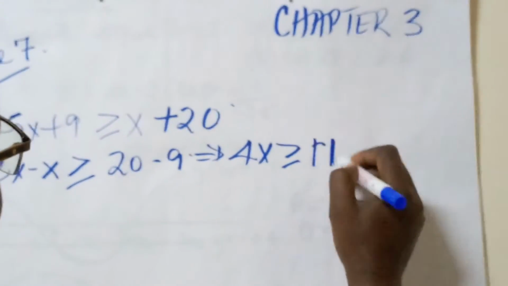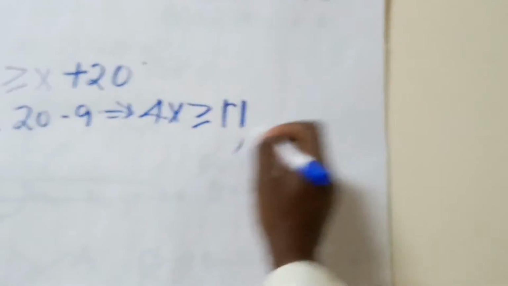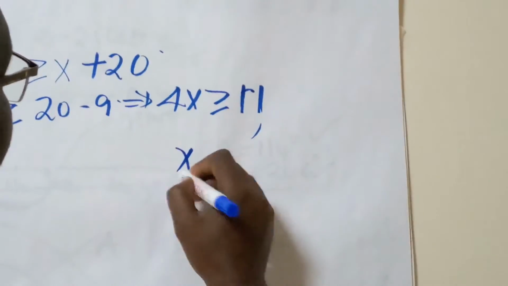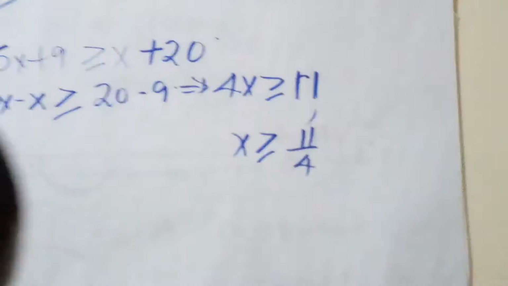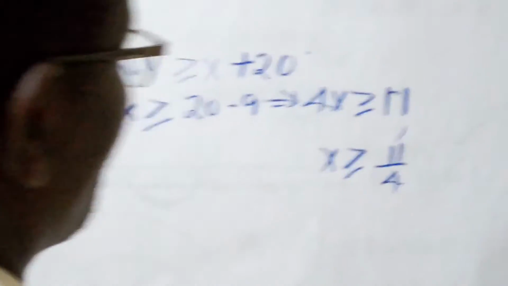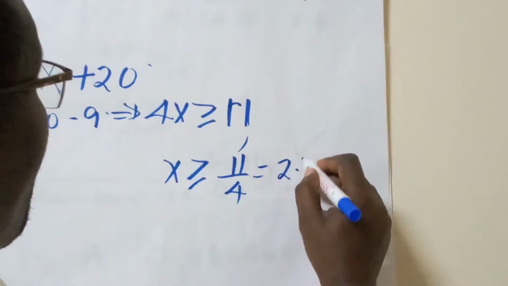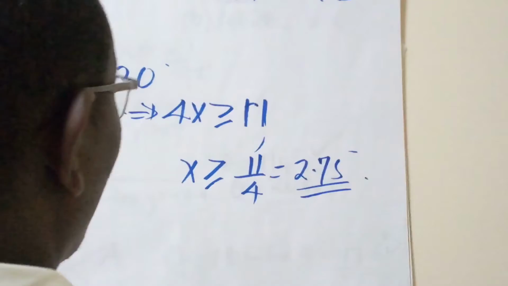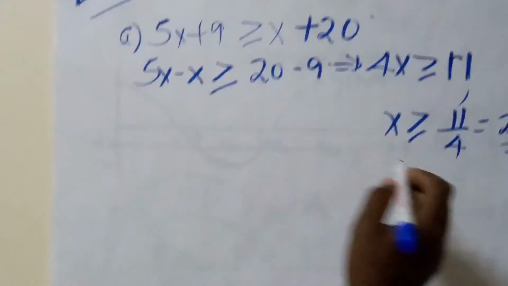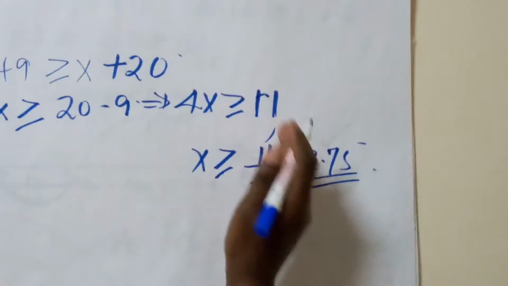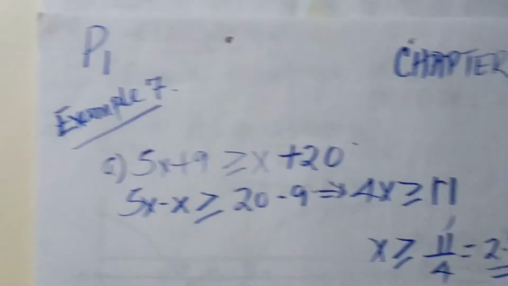So at this particular point, you divide everything by 4 and you find x is greater than or equal to 11 over 4, which could also be 2.75 or 2 3/4. That is part A. So all values of x which are greater than 2.75 or even equal to, then they make sense.